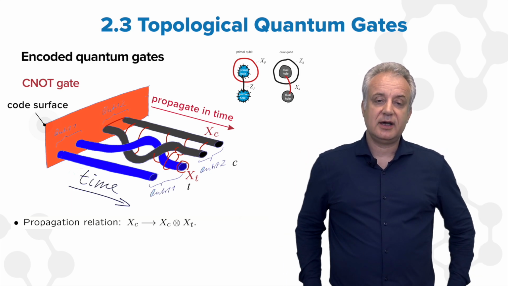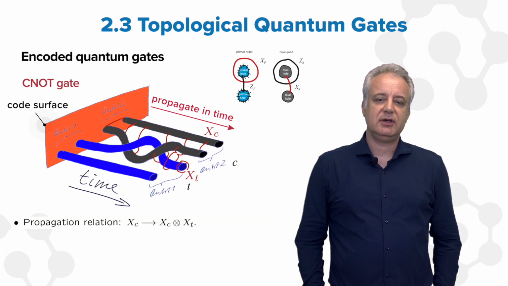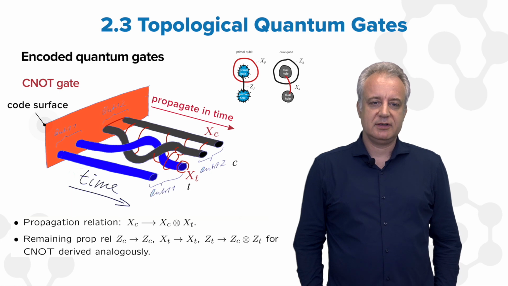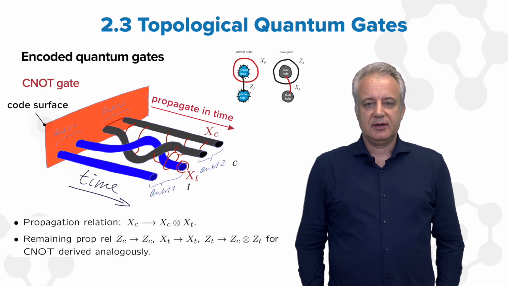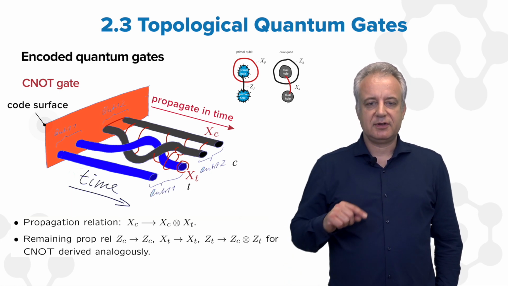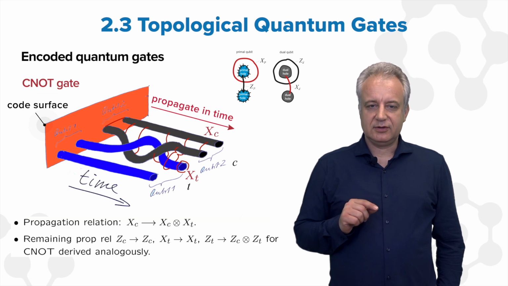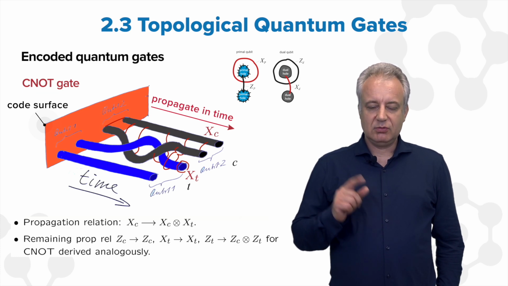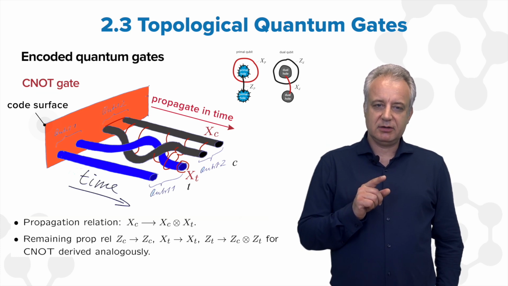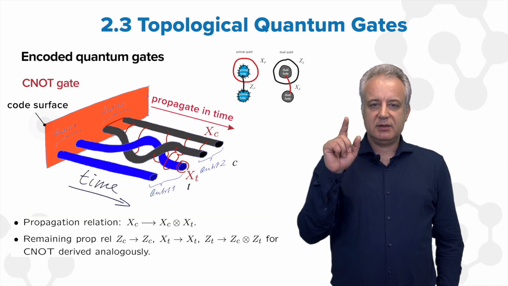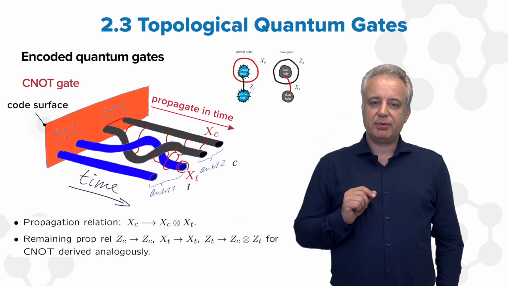That alone doesn't identify the gate as a CNOT gate. There are a couple more relations that we need to look at, which, however, in the interest of time, we don't do here. So that would be a homework assignment. So what we've done is, in a topological way, explain how the sigma X on the dual qubit propagates.